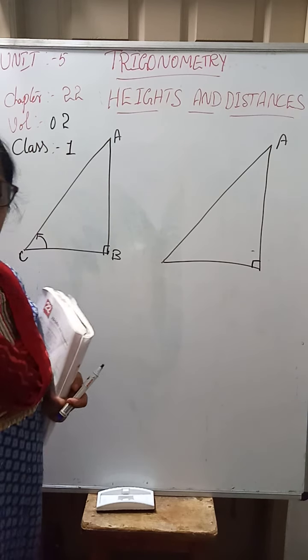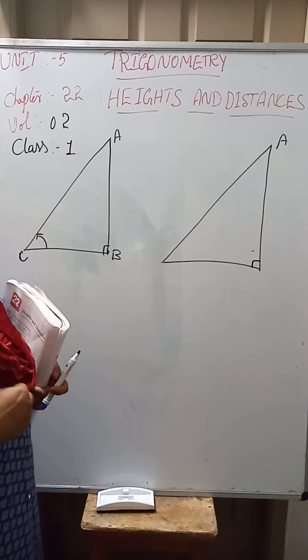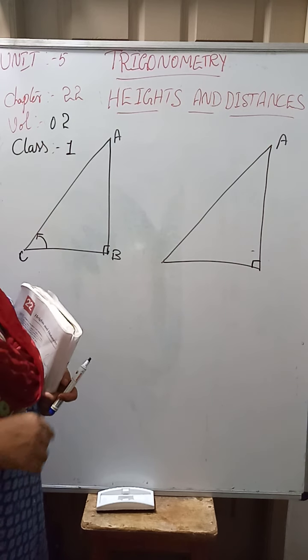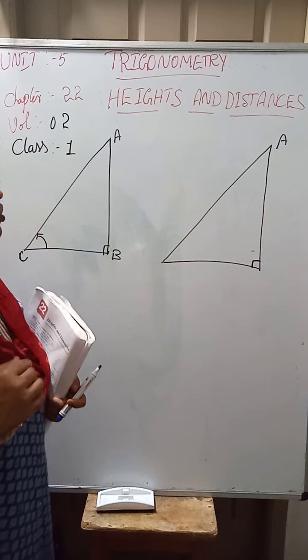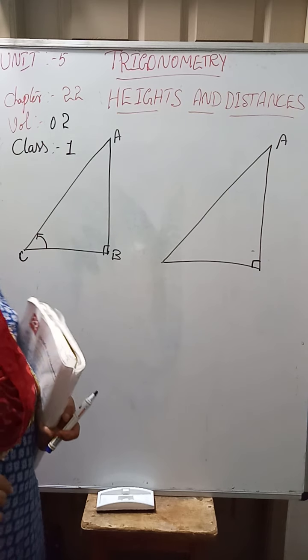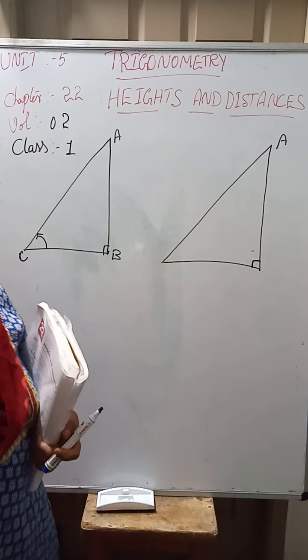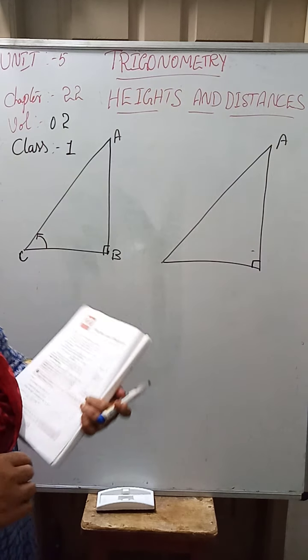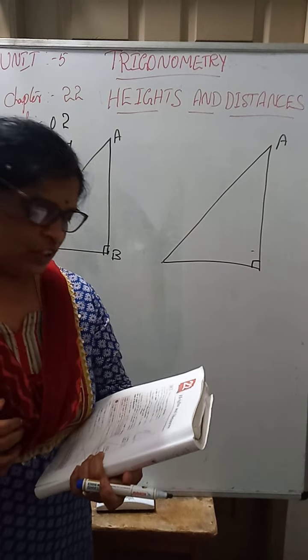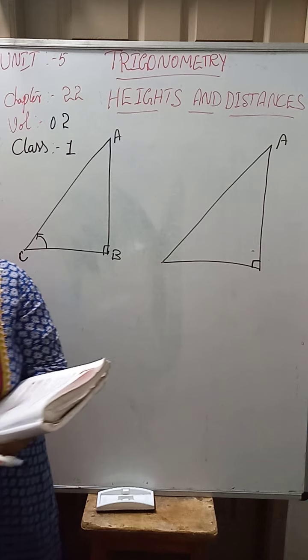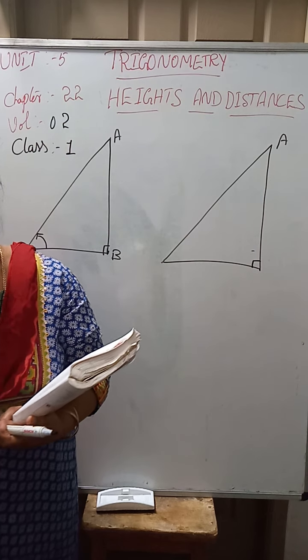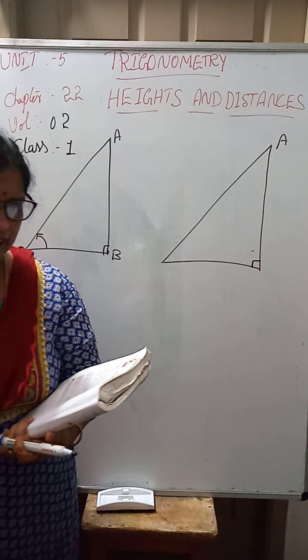Hi children, welcome to class 1 of volume 2. The name of the chapter is Heights and Distances, chapter 22. Children, here we are going to learn angle of elevation and angle of depression. This is also regarding the right angle triangle.